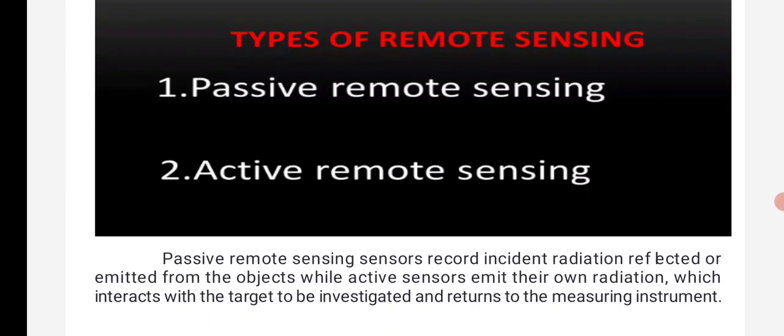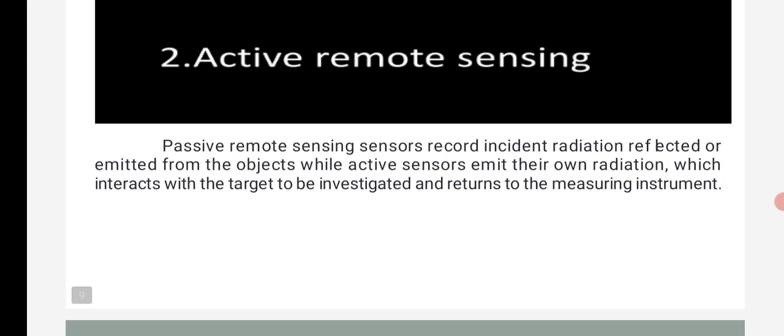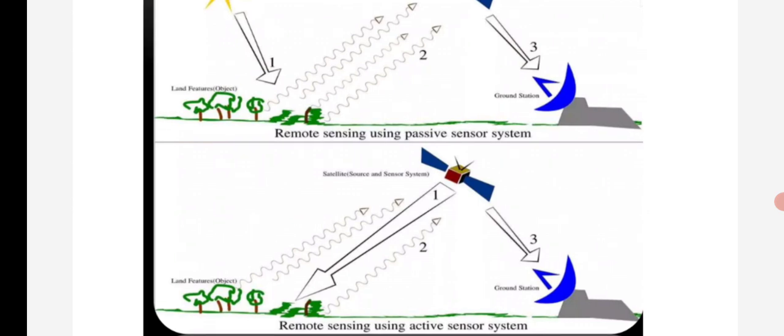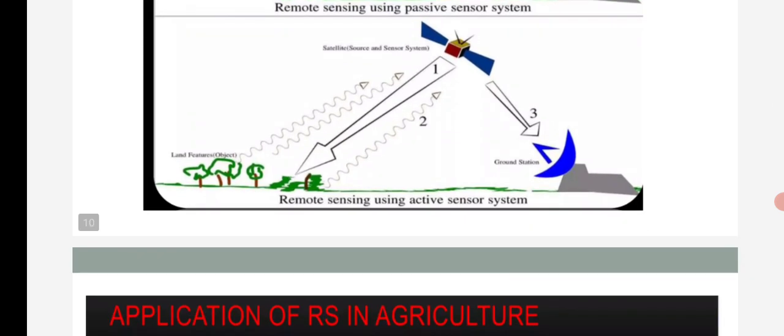Types of remote sensing: passive remote sensing and active remote sensing. In passive remote sensing, sensors record incident radiation reflected or emitted from the object, while active sensors emit their own radiation, which interacts with the target to be investigated and returns to the measuring instrument. So this is a sample diagram for remote sensing using passive sensors as well as active sensors.